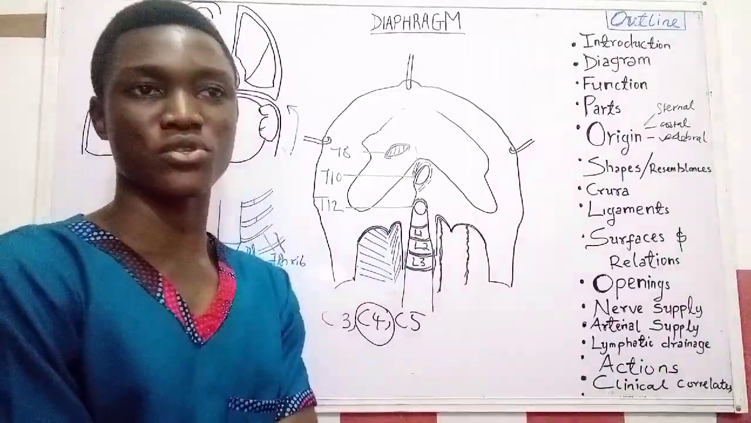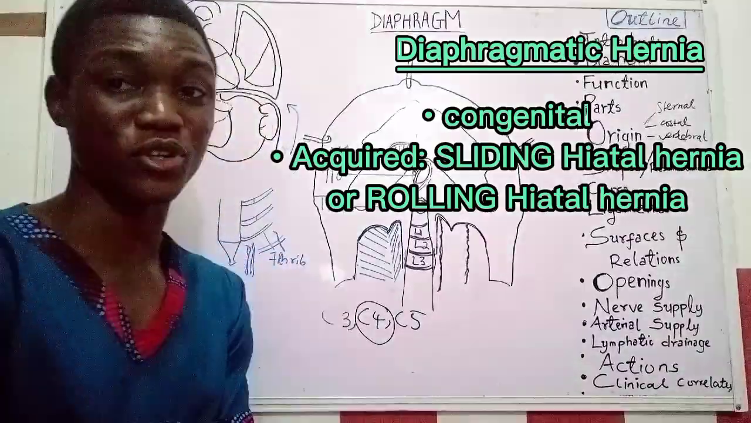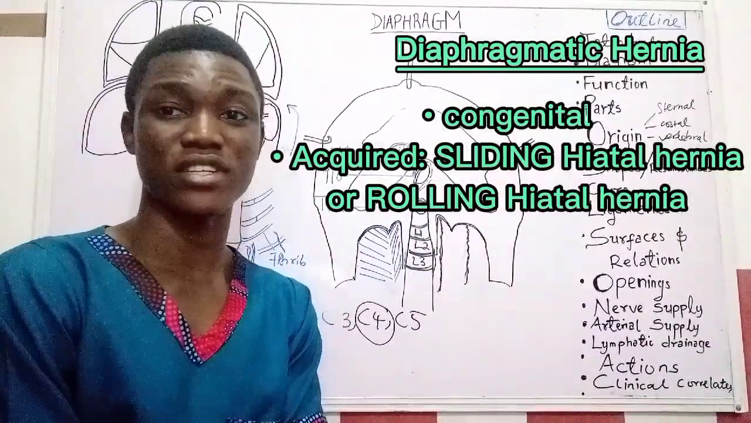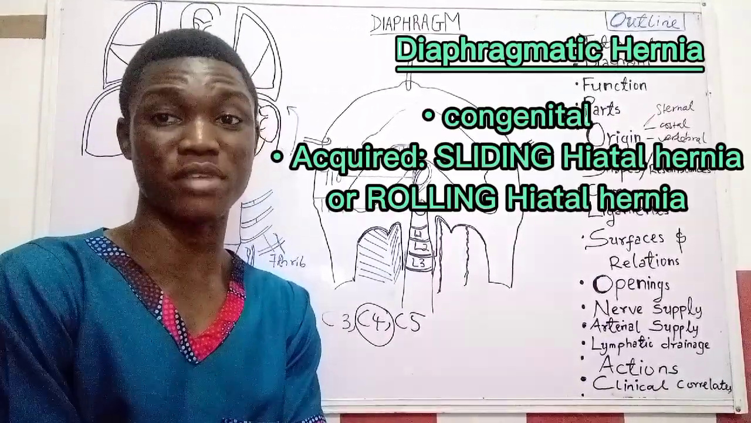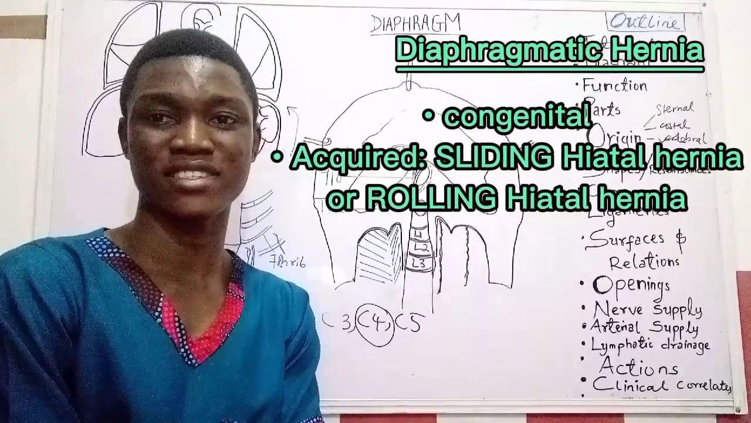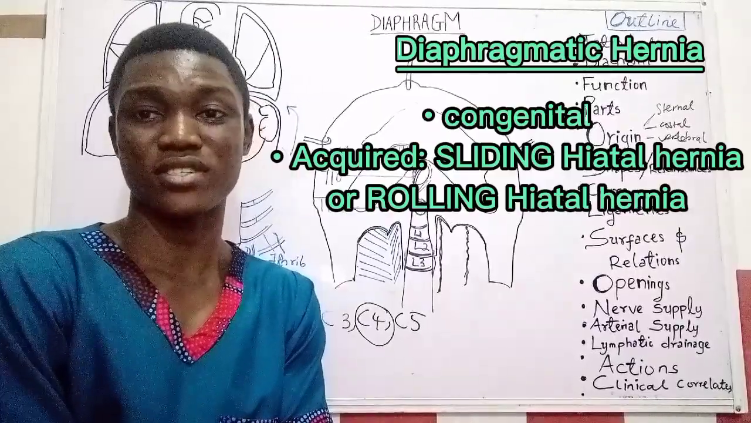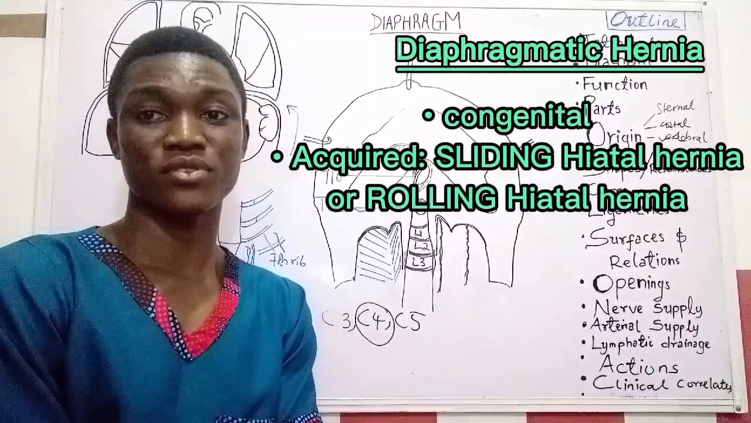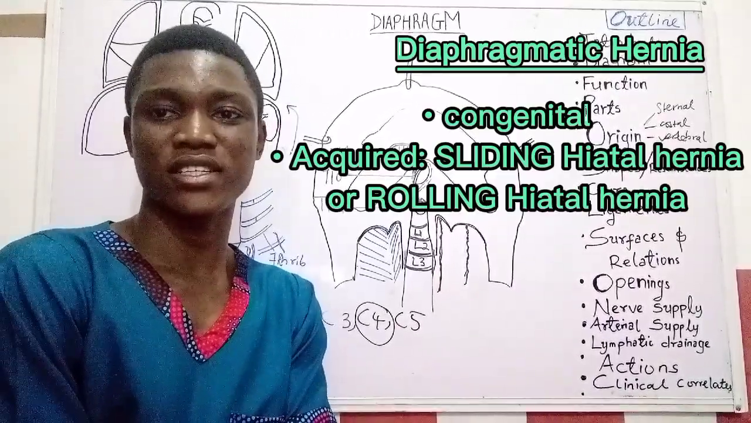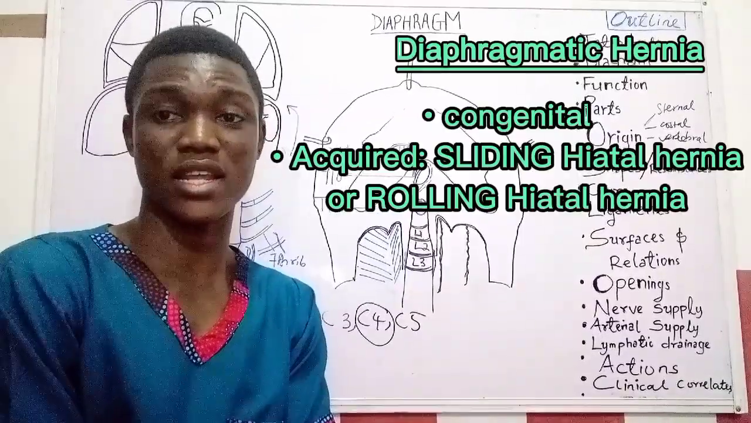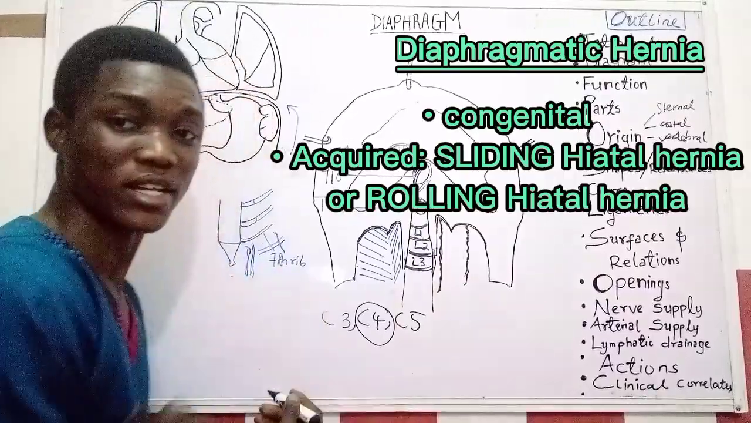So we also have diaphragmatic hernia. Diaphragmatic hernia can be congenital or acquired. If it is congenital, then it is due to the failure of fusion of the pleuroperitoneal membrane during embryogenesis. So when it fails to fuse, as the person grows, it simply results in hernia in the diaphragm. Acquired diaphragmatic hernia can be hiatal hernia or sliding hernia. I'll be drawing them here to explain.